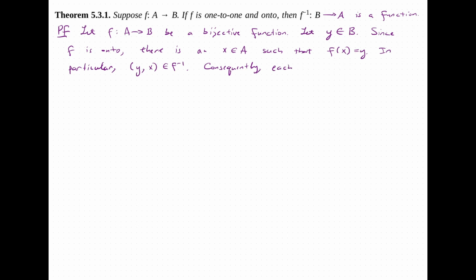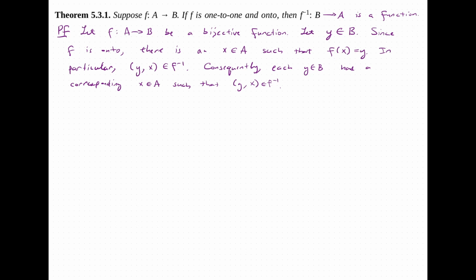each y in B has a corresponding x in A such that y comma x is in f inverse. So this is telling us that every input has an output. Every input of B has an output. So this tells us that portion. Now we need to show that f inverse is a function. So we need to show that that output is unique.